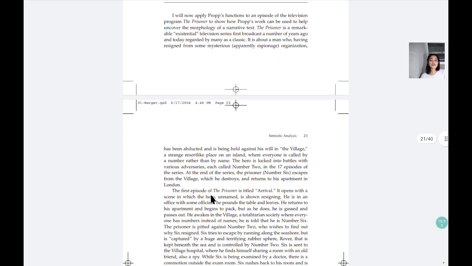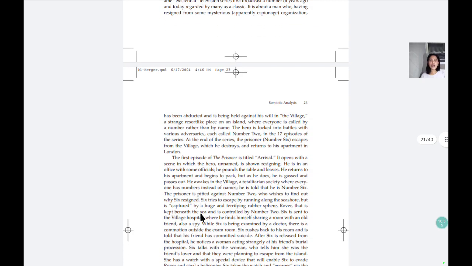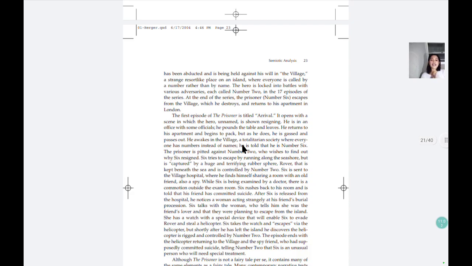The first episode of The Prisoner is Arrival. It opens with a scene in which the hero, unnamed, is shown resigning. He is in an office with some officials. He pounds the table and leaves. He returns to his apartment and begins to pack, but as he does, he is gassed and passes out. He awakes in the village, a totalitarian society where everyone has a number instead of a name. He is told that he is Number 6.